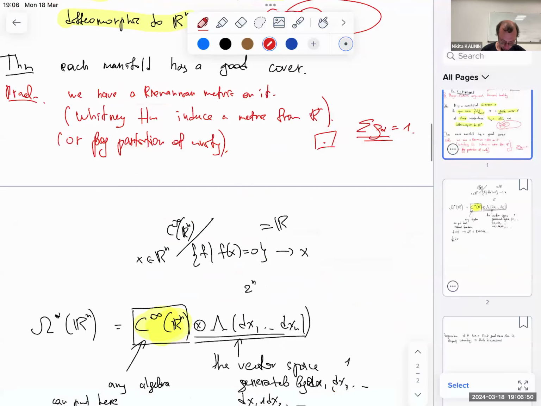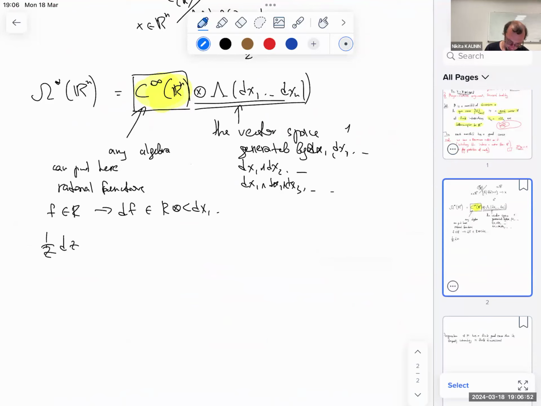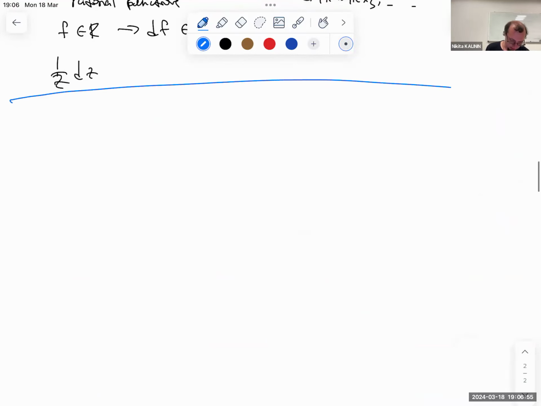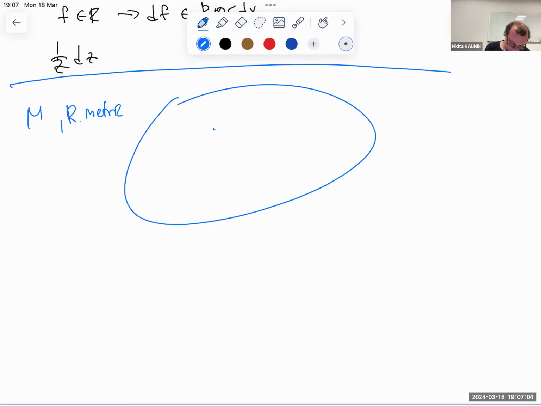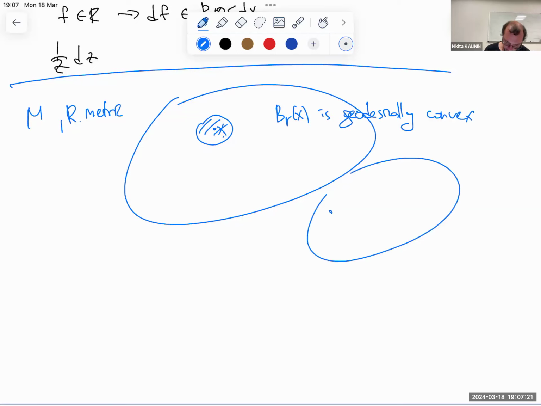okay, so I can write here maybe. So if you have a manifold M and you have a metric, which is a Riemannian metric, then for a point, if you take small ball, small enough, and this B_r(x) is geodesically convex. So which means that if you take any 2 points inside this ball and connect them by geodesics, then the geodesic belongs to this ball.